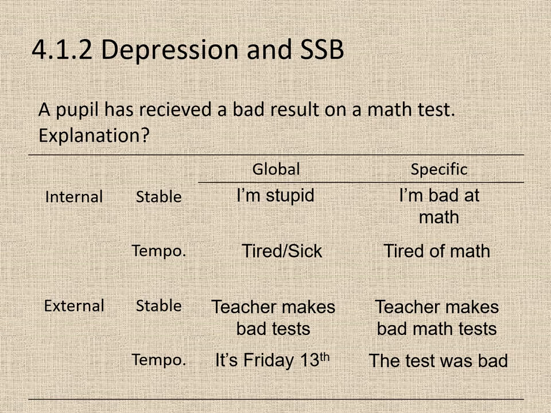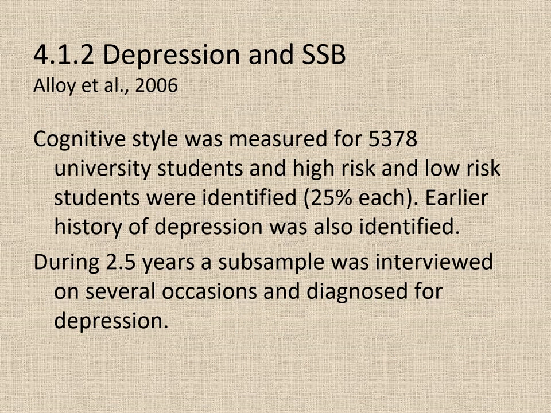So let's have some data on this, because these are a matter of argument. Is there any relation between attribution style and depression? Okay, so we have a quite large study. We have 5,000 subjects. They fill in a cognitive style measurement, and this measures how they explain, how they attribute events. Okay, internal factors, global, specific. And they are categorized in two groups. Low risk, low level of self-serving bias. Those people who tend to explain failures with internal, global, and stable factors.